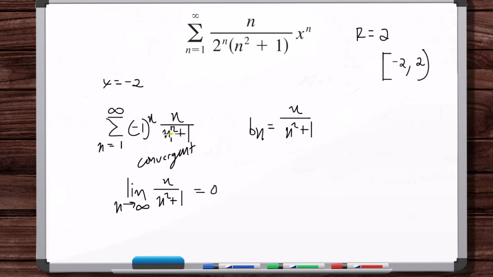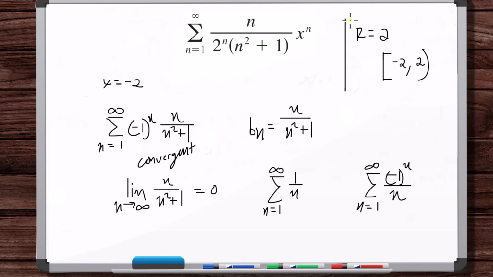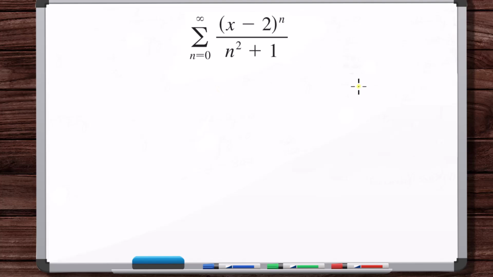It's conditionally convergent because the absolute value of this is not convergent, but it's like the harmonic series, right? The harmonic series is divergent, but this is convergent. It's conditionally convergent. So there we go. Centered about 0. Okay, so what do we have here?